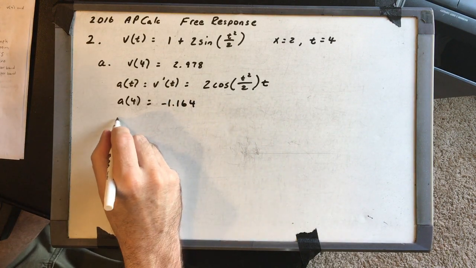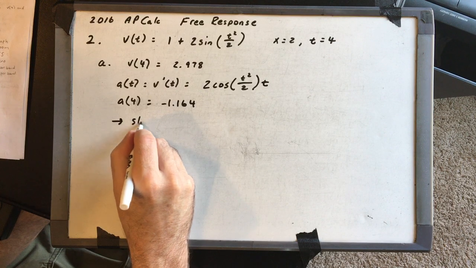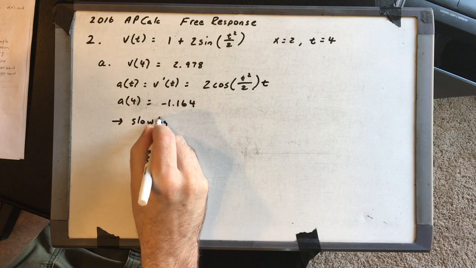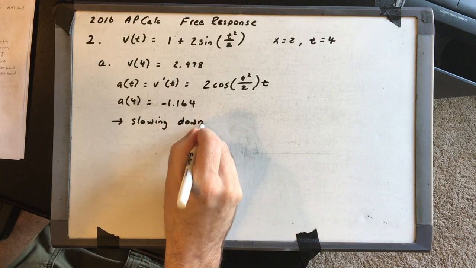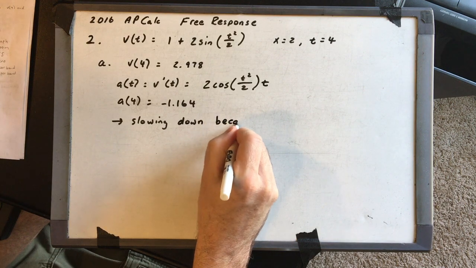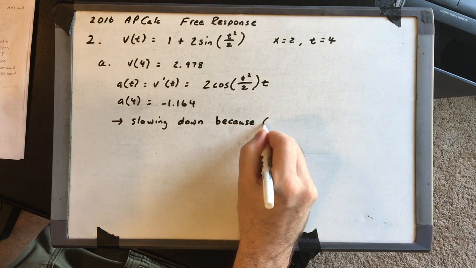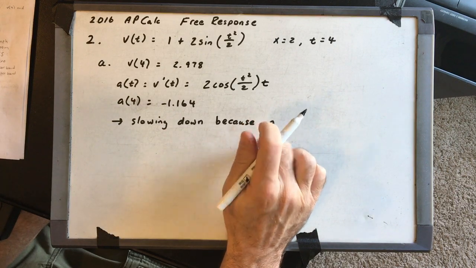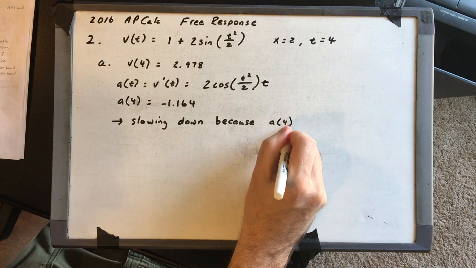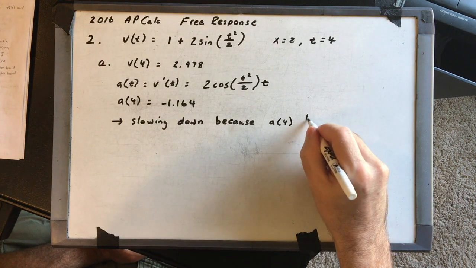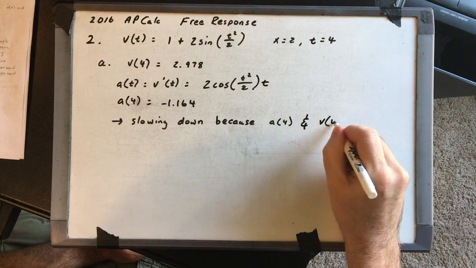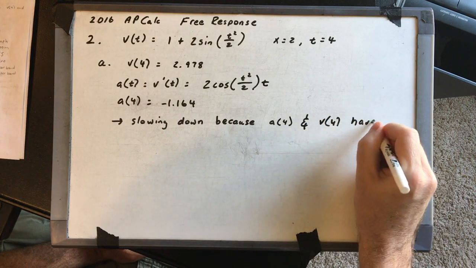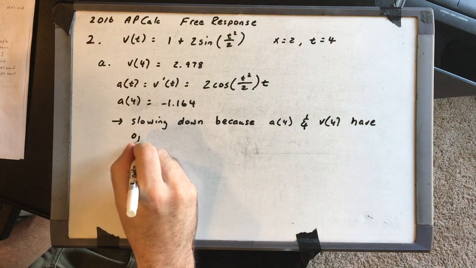So the answer is slowing down because A of 4 and V of 4 have opposite signs.